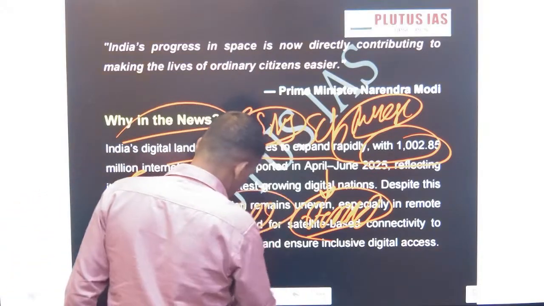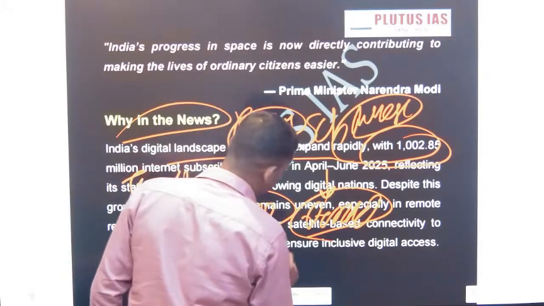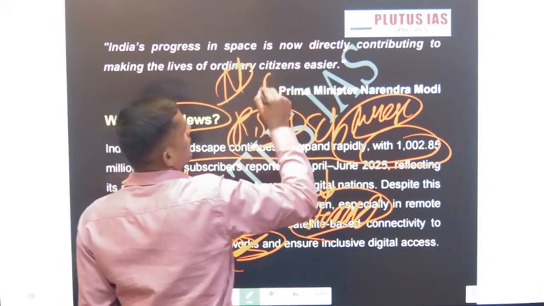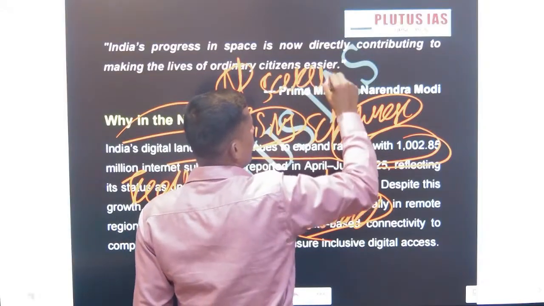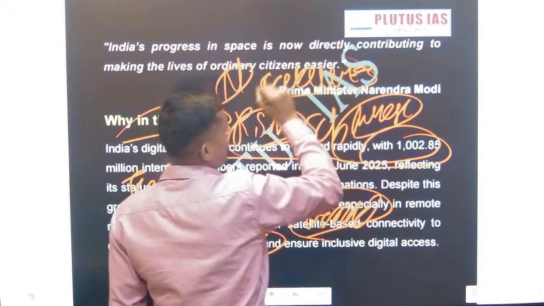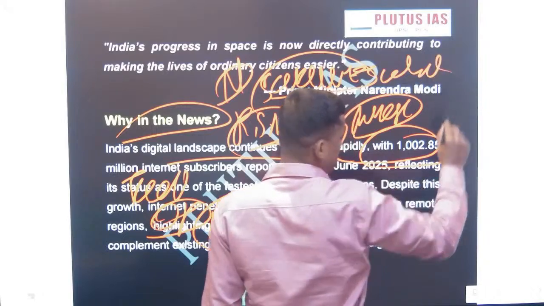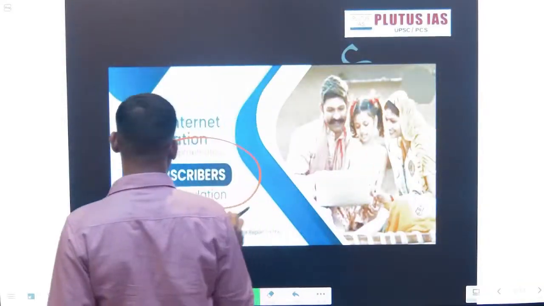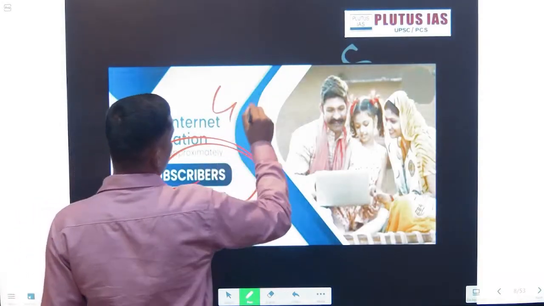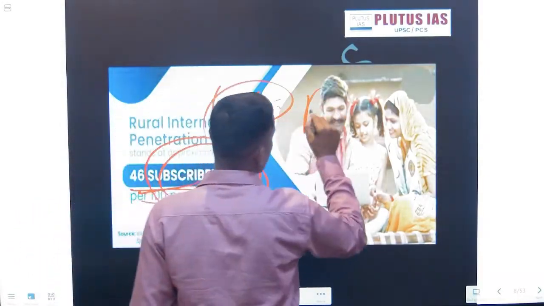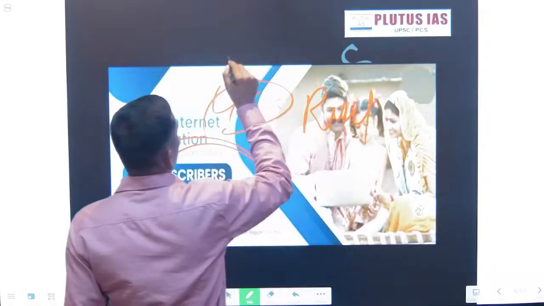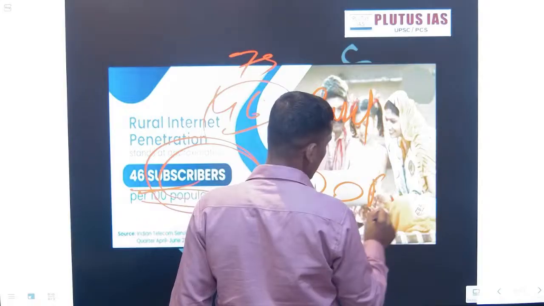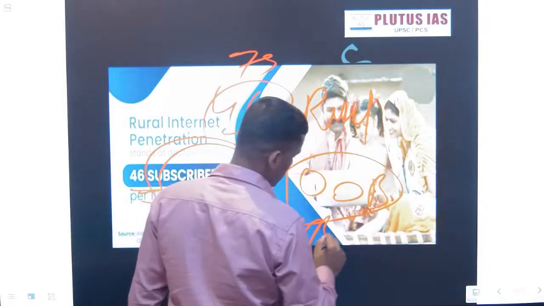So recently PIB published one article on satellite internet. Okay, what is this satellite internet? Let me explain, show you. This is India's penetration. This is exactly the PIB data: 46% in the rural areas, and overall India has 100 billion subscribers.